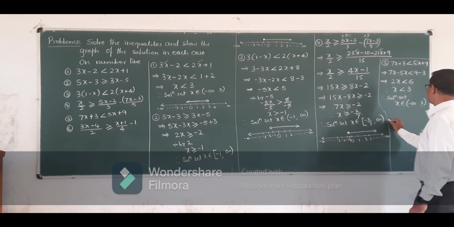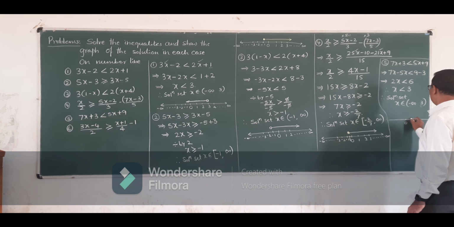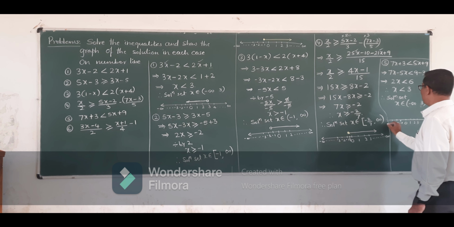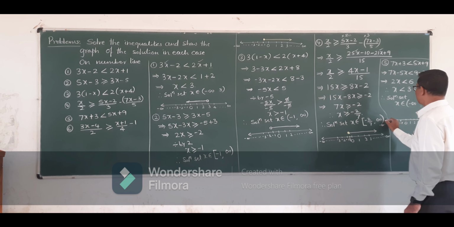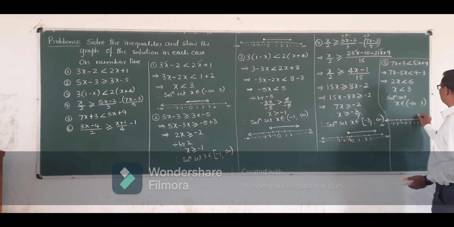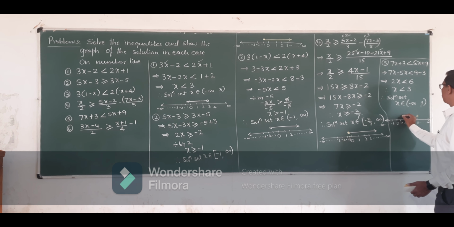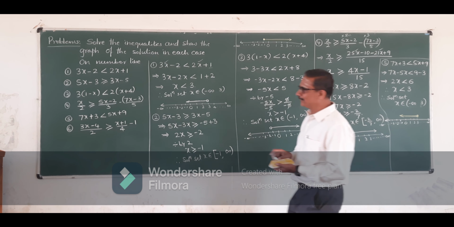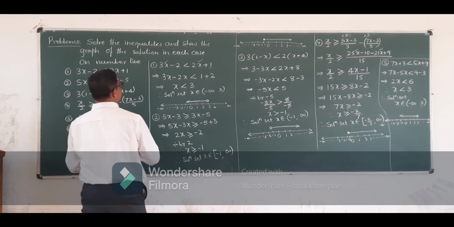Draw the number line system. 0, 1, 2, 3 and so on infinity. Here minus 1, minus 2, minus 3 and so on. Okay, x less than 3. No, 3 is fine. Less than, circle, because it is strict inequality. Less than 3 towards negative direction. This is the graph of the solution on number line. Okay.